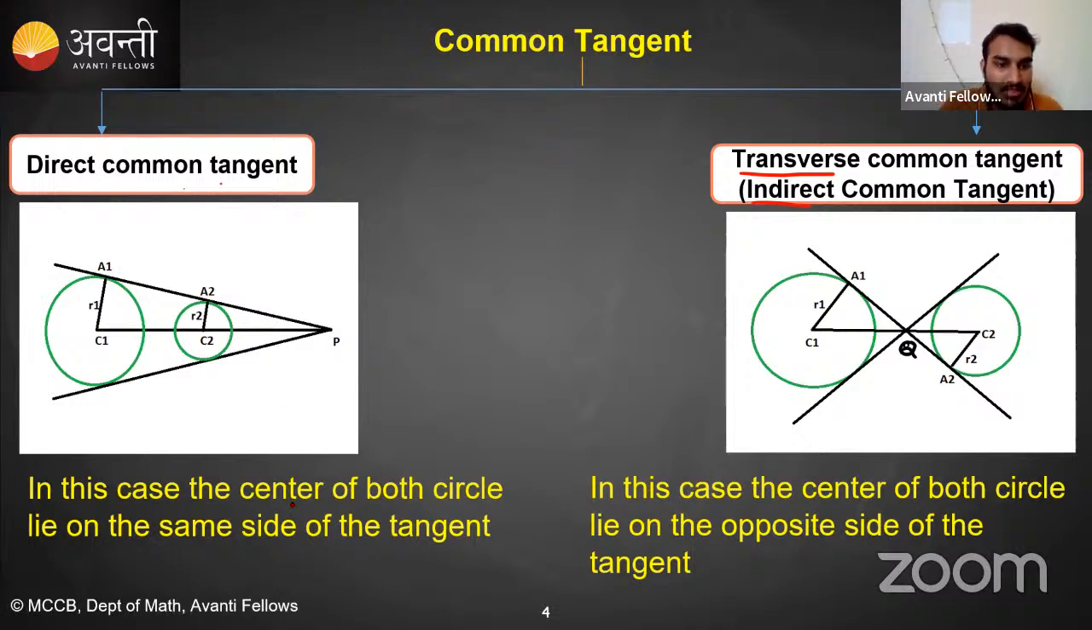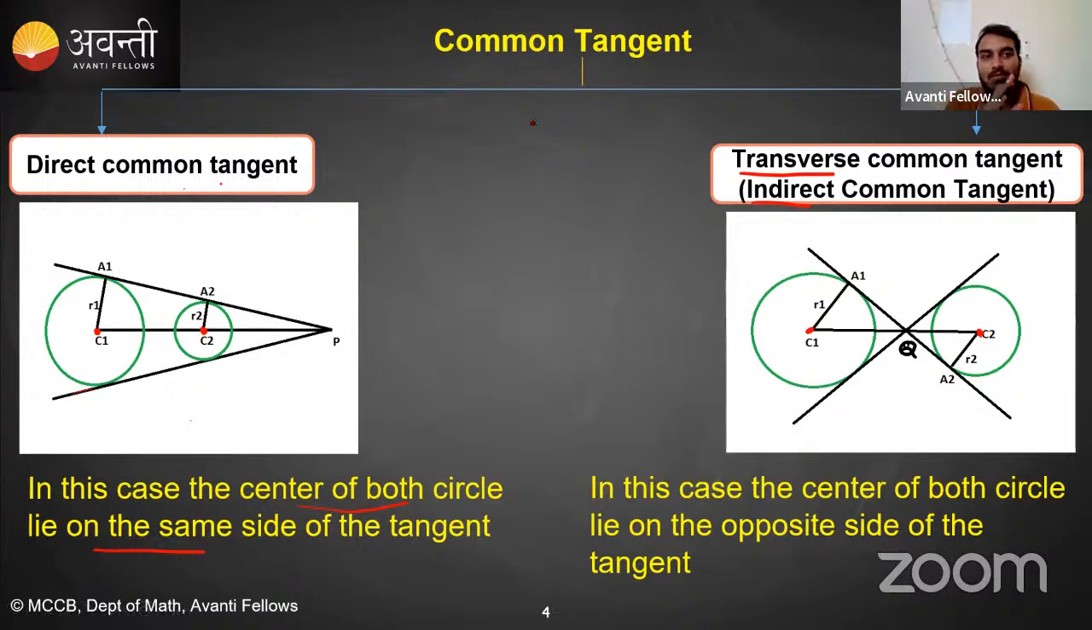In the direct common tangent, the centers of both circles lie on the same side of the tangent. See, this is the center of the first circle, this is the center of the other circle. With respect to this tangent A1P, the centers of both circles lie above the line. But in the indirect or transverse common tangent, the centers of the circles lie on opposite sides of the tangent. See, with respect to this tangent A1A2, C1 and C2 lie on opposite sides of the tangent. Is this clear?